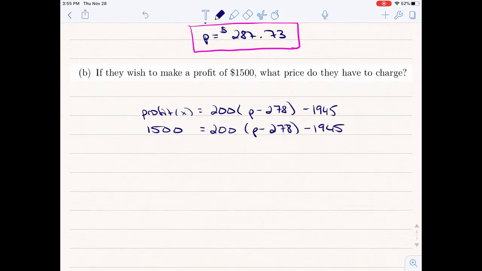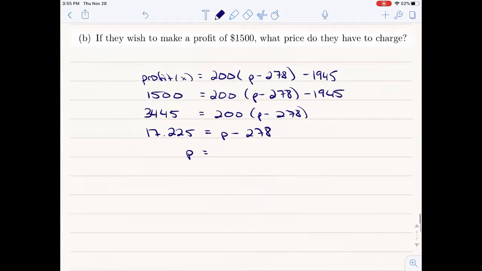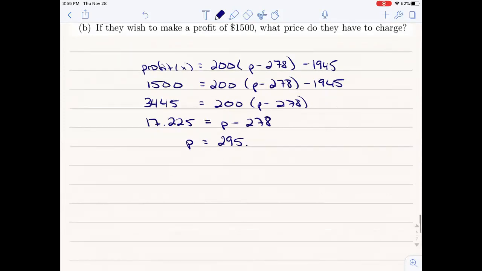1,500 plus 1945, 3,445 is 200 times P minus 278 divided by 200. 17.225 is P minus 278, so P must be plus 278. 295.225, or in money, $295.23.